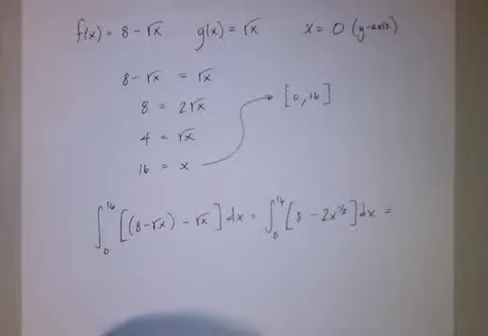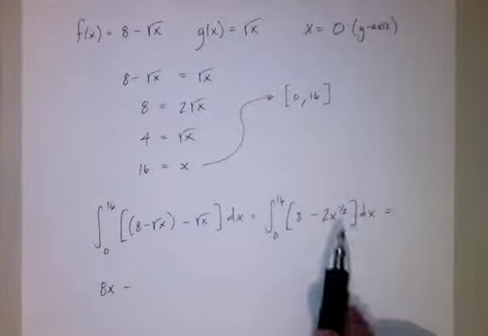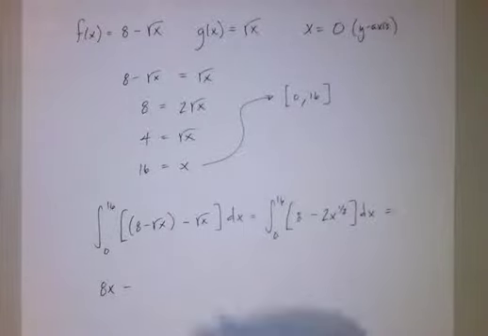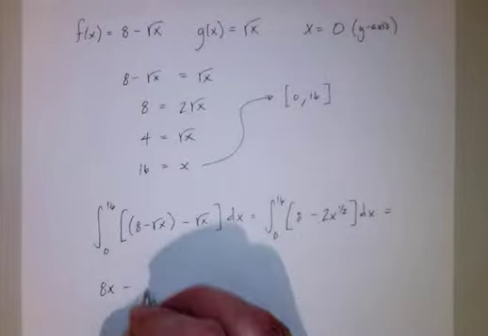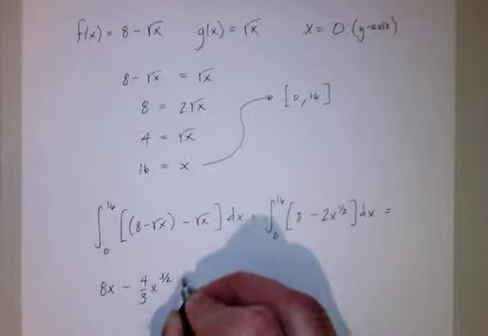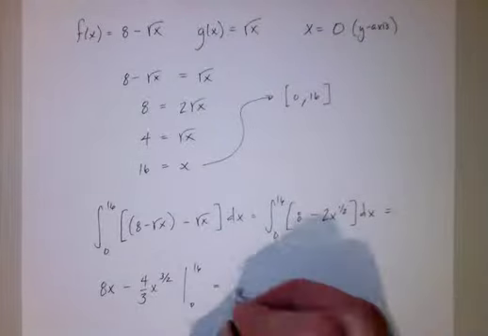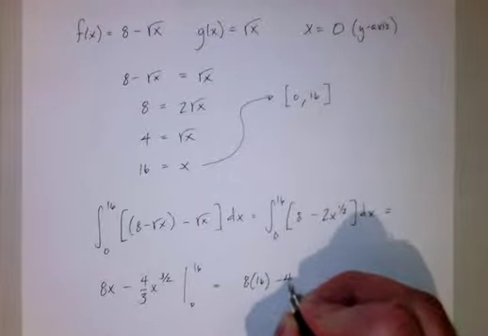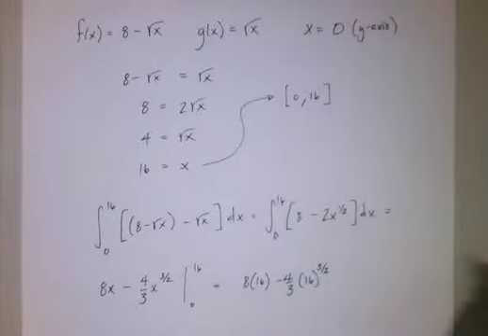Okay, and then of course from there it just winds up being 8x minus, well, when I integrate that, it becomes x to the 3/2 over 3/2, or 2/3 when you sort of take it out from the denominator. So 2/3 times 2 is 4/3 x to the 3/2 from 0 to 16. Great thing about the 0 is I really don't have to worry about it. So it's 8 times 16 minus 4/3 times 16 to the 3/2.